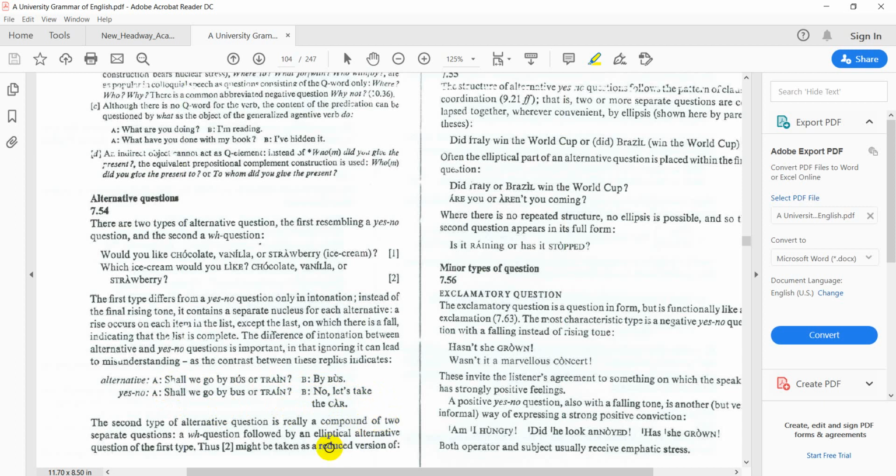The second type of alternative question. There is another type in which we mix both. We mix the WH element with type one, when we ask by the operator. So the second type of alternative question is really a compound of two separate questions, a WH question followed by an elliptical alternative question of the first type.